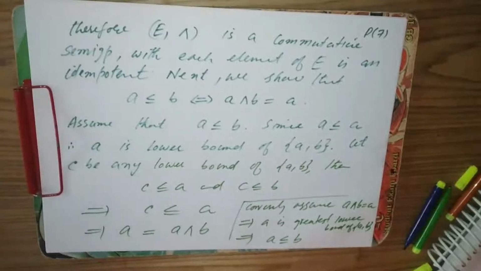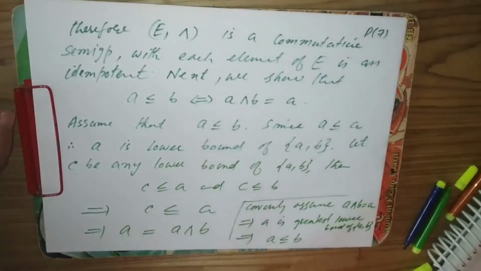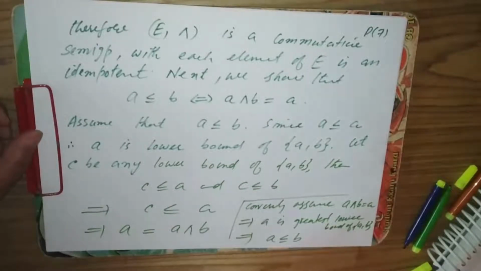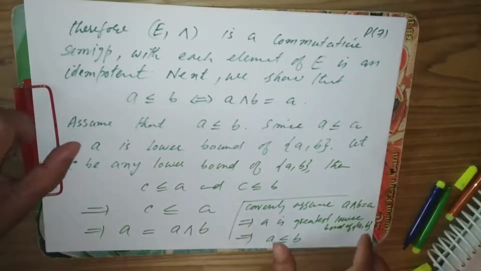Now we assume that we have a commutative semigroup. We need to show that a commutative semigroup with each element of E idempotent generates a partial order relation on E, such that that relation makes E a lower semilattice.